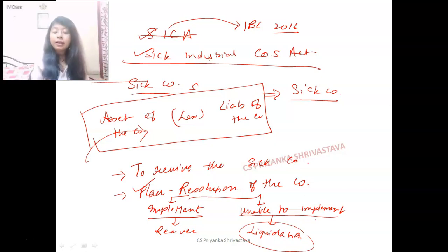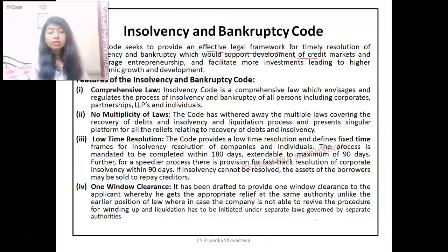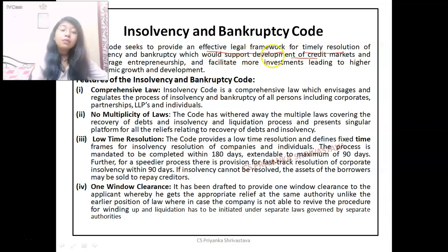The main idea is first we want to revive the company, and if it is unable to get revived, even after we have tried a lot and nothing is working, then we can go for liquidation. Okay, so what is written here is the same thing. It is a legal framework made for timely resolution of insolvency and bankruptcy, which would support development of credit markets and encourage entrepreneurship.